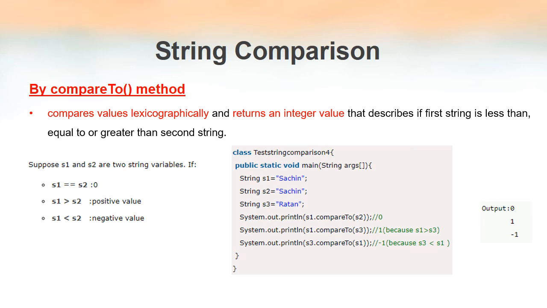If it is compareToIgnoreCase, then it ignores the difference between small letters and capital letters also. That's the only difference between the compareTo and compareToIgnoreCase methods.